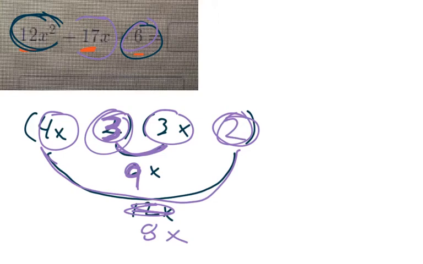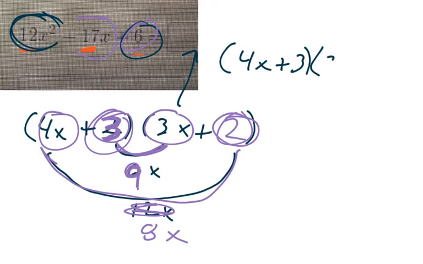So, guys, you know what all I have to do now is make these pluses. In other words, what you're going to type in there is 4x plus 3 times 3x plus 2. And that's the correct factored form.